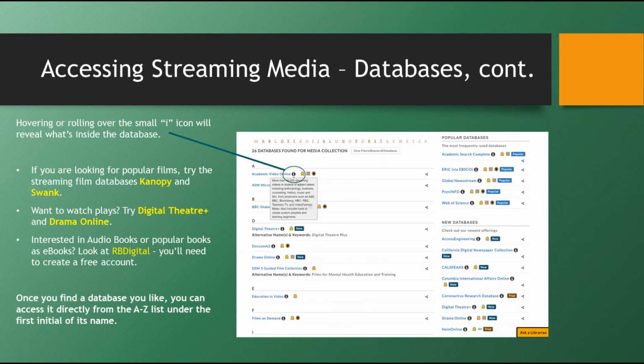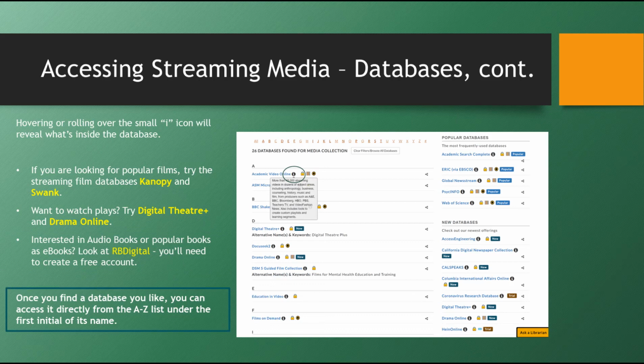Hovering or rolling over the small eye icon will reveal what's inside the database. If you are looking for popular films, try the streaming film databases Kanopy with a K and Swank. Want to watch plays? Try Digital Theater Plus and Drama Online. Interested in audiobooks or popular books as ebooks? Look at RB Digital. You'll need to create a free account.